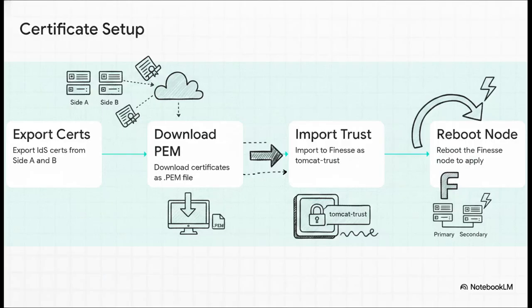Down to Section 5, Managing Cisco IDS Certificates. For Finesse to communicate securely with the Cisco IDS, they inherently need to trust each other. Now, if you are using self-signed certificates, the procedural workflow here is super precise. You have to log into the operating system administration of your Cisco IDS on both side A and side B. You locate the Tomcat certificate, download it as a .pem file to your local machine, and then import that exact file right into your Finesse Trust Store as a Tomcat Trust certificate. Once you've imported it on both the primary and secondary Finesse nodes, you have to reboot Finesse. It's a bit of a meticulous process, sure, but it is the literal bedrock of your secure communication.